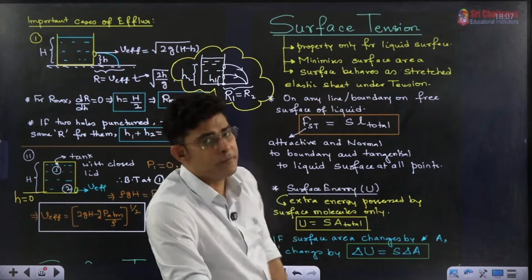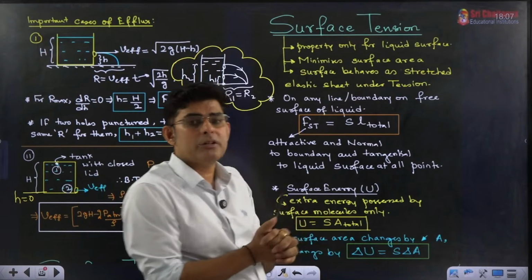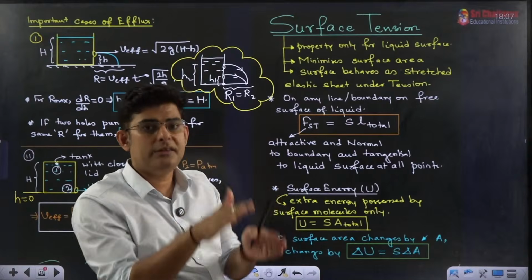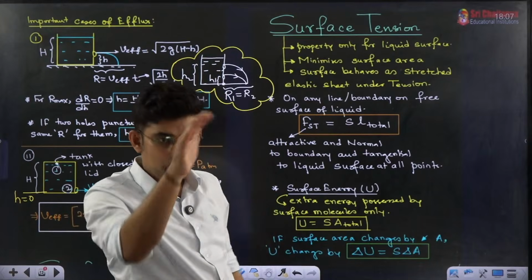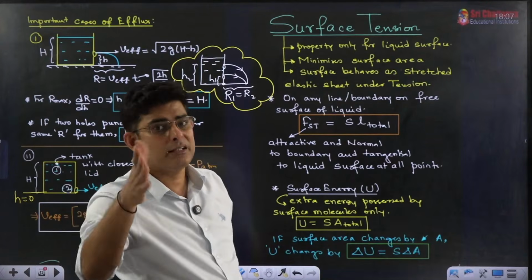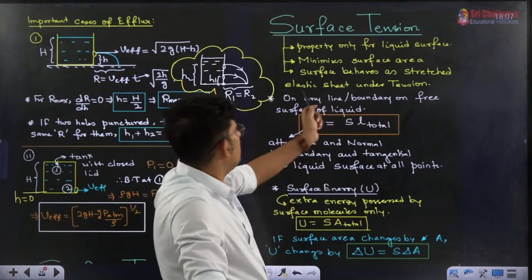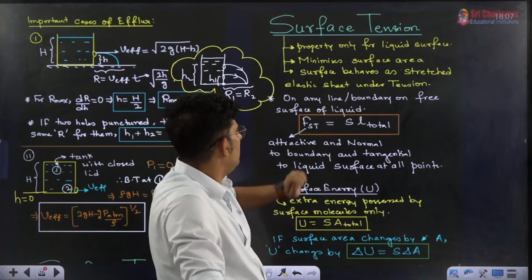it minimizes the surface area. So it will pull the molecules closer to each other, so they will form a chain which will not allow other things to go past it easily. That's why when we hit a water surface, we can hear a clapping sound. It is behaving like a sheet. So the surface behaves like a stretched elastic sheet under tension.